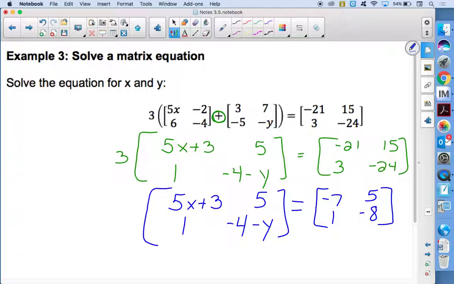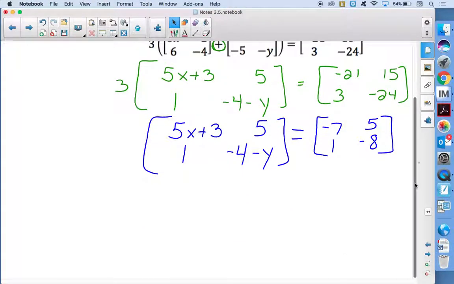How do you actually solve for x and y? We combined the matrices together, we got rid of the 3, but we still need to find x and y. How do we find x and y? Lauren, do you have an idea? Well, the top left, 5x plus 3, is going to be equal to negative 7. So then you would do 5x plus 3.